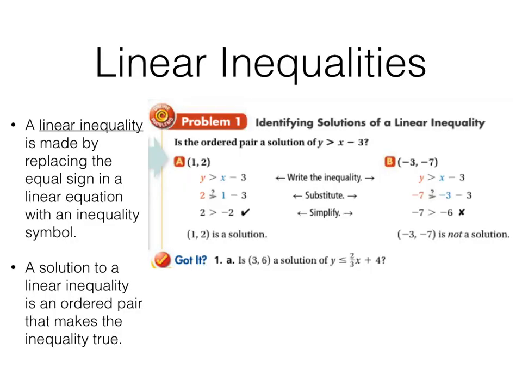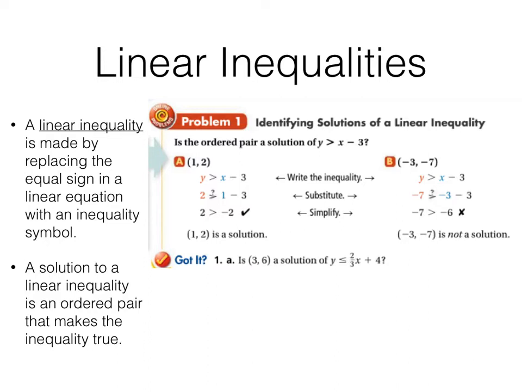A linear inequality is made by replacing the equals sign in a linear equation with an inequality symbol. So instead of having y equals x minus 3, you've got y is greater than, less than, greater than or equal to, less than or equal to. A solution to a linear inequality is an ordered pair that makes the inequality true.